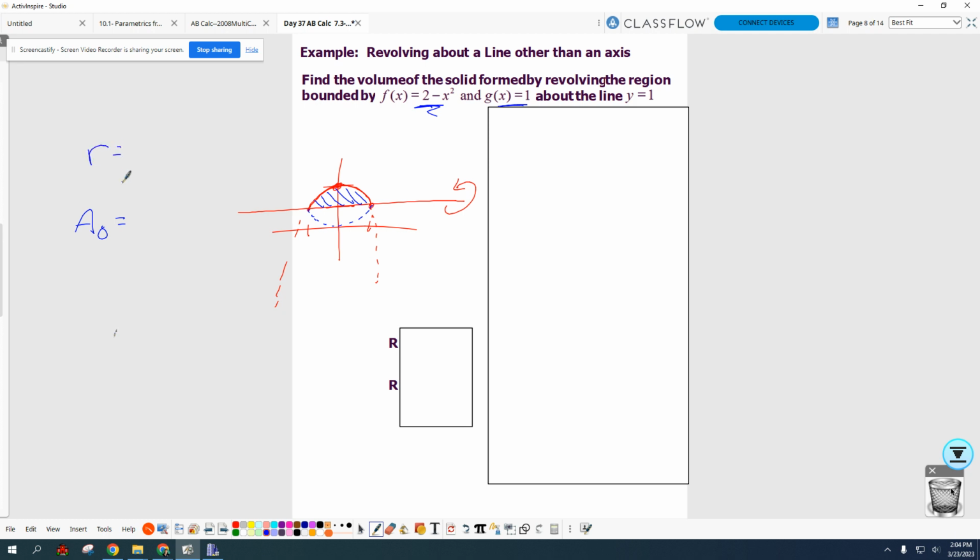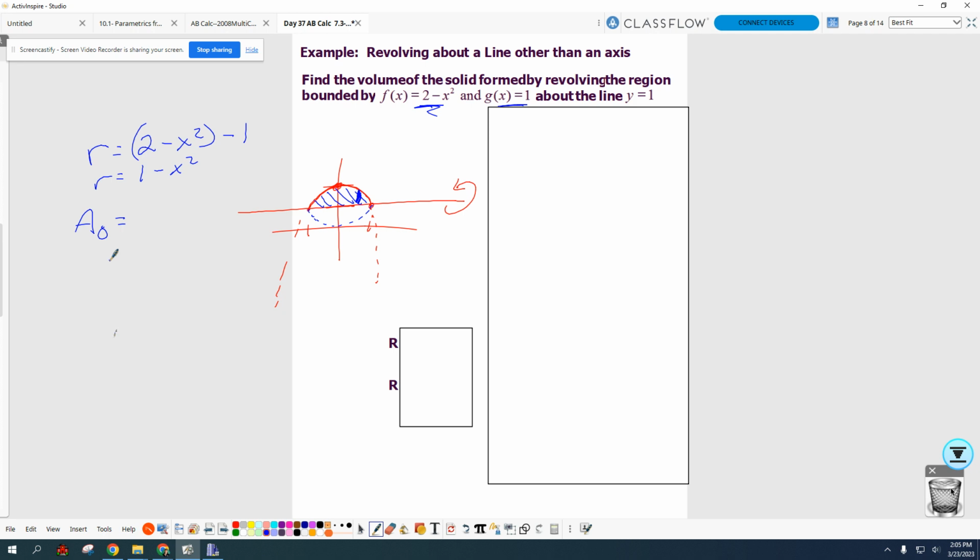I need to find the radius. What is 1 minus x squared? How do you get that? Top minus bottom. The top curve, which is 2 minus x squared, minus the bottom curve. 2 minus 1 is 1 minus x squared. You guys okay with that? Okay, hold on. So yes, that's perfect.